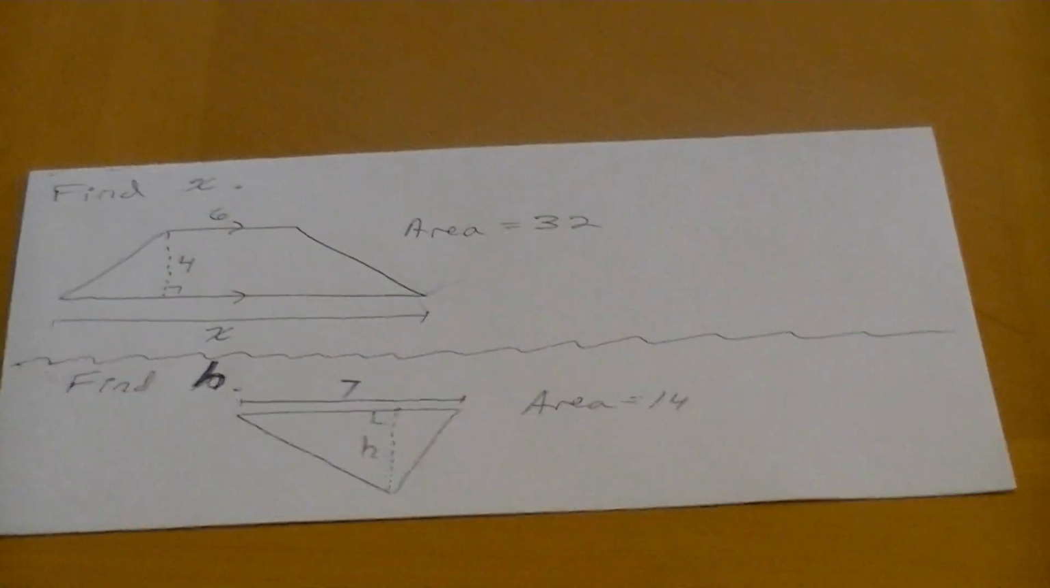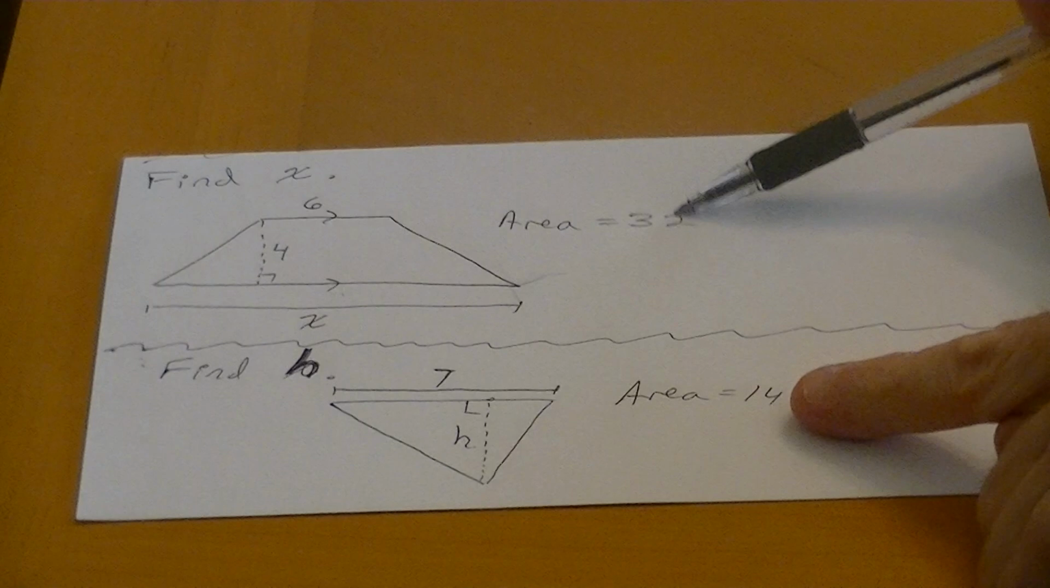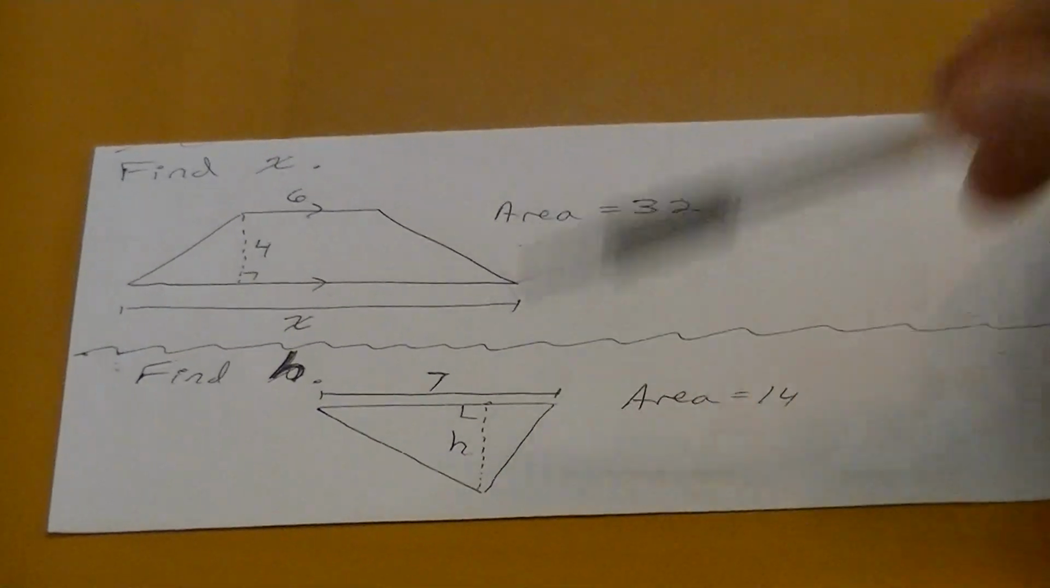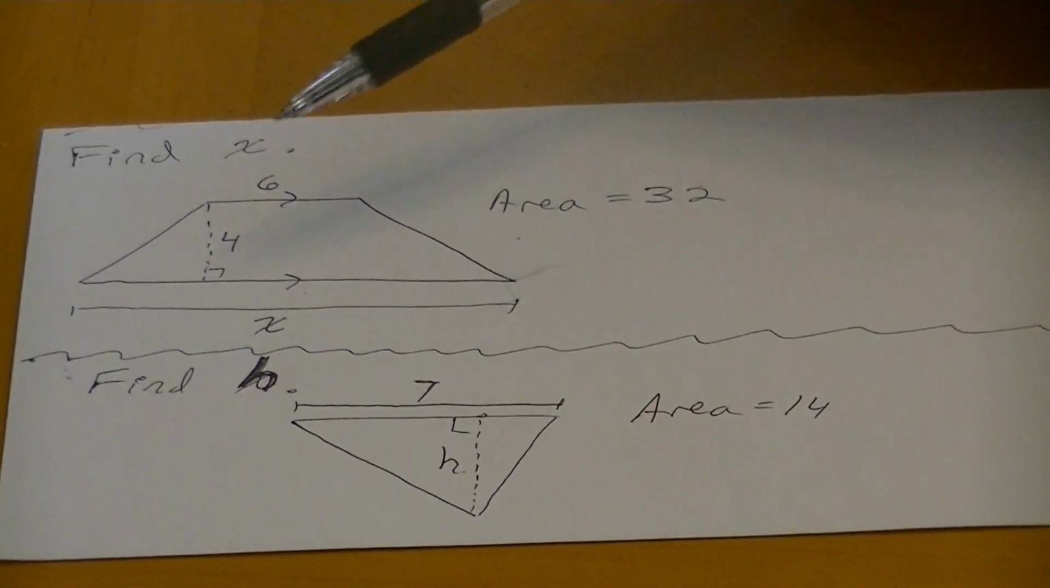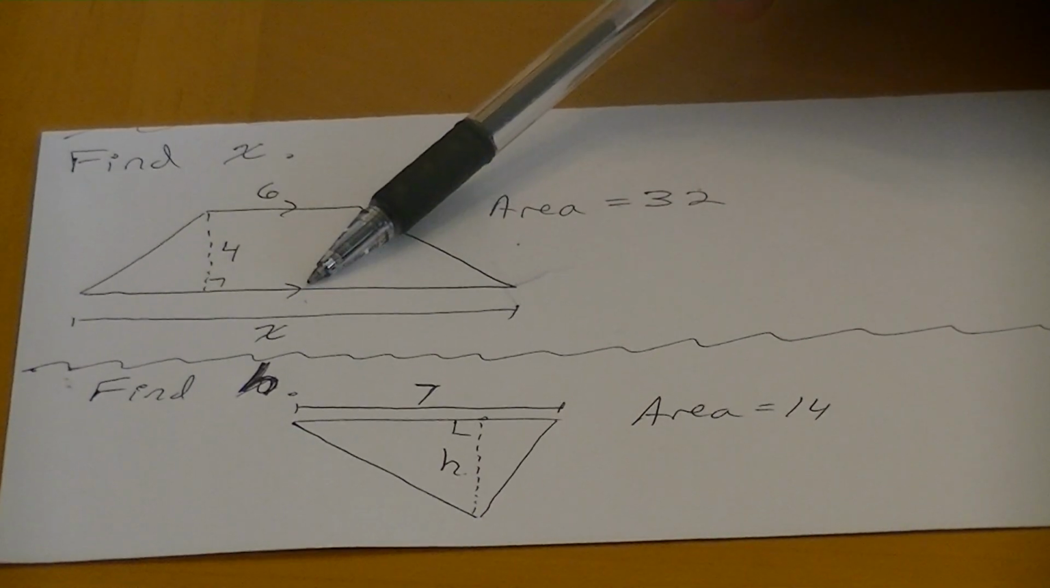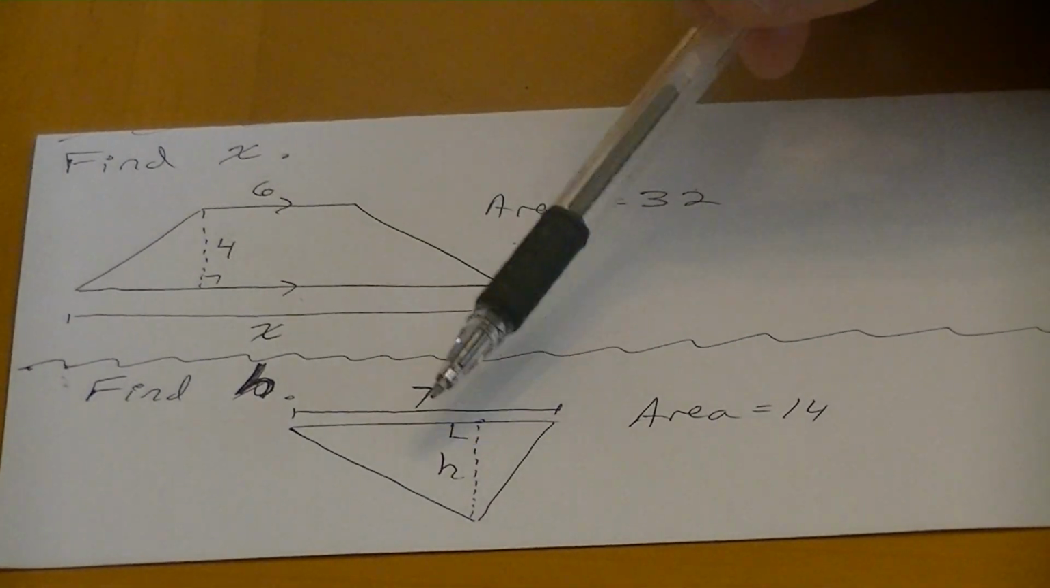How about these two? I give you the area of the trapezoid and the triangle. You have to find x on this trapezoid, and you have to find h on that triangle.